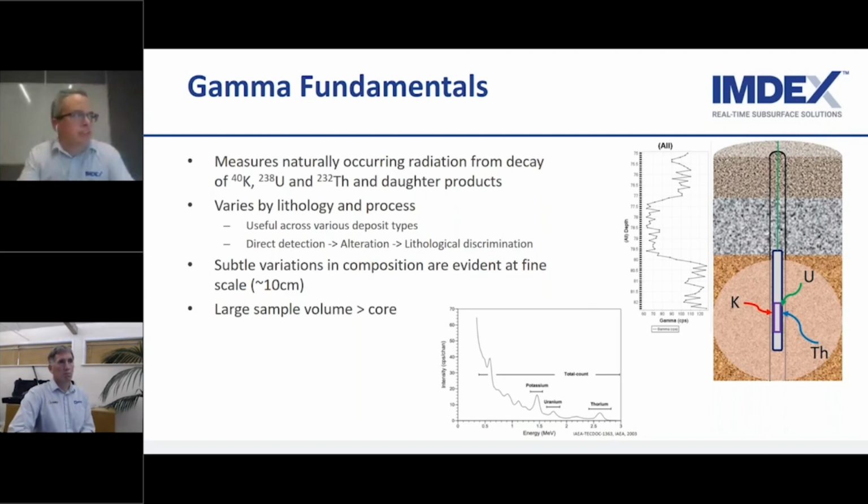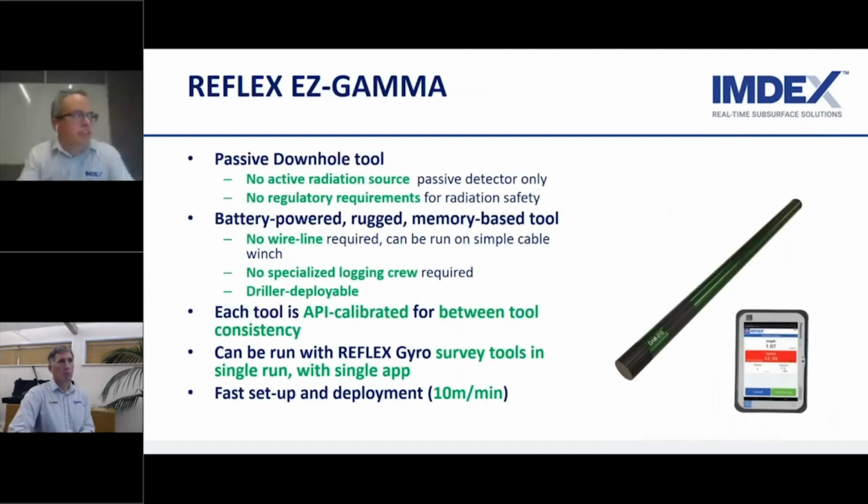So for the Easy Gamma, just some basic specs. It's a passive downhole tool, compared to gamma-gamma, which is sometimes confused with it, that measures density. There's no active radiation source, so there are no regulatory requirements for it. What makes it driller operable is that it's battery powered, it's rugged, and it's a memory-based tool. So no wire lines required. It can be run on a simple cable winch that most rigs have. There's no specialized logging crew required.